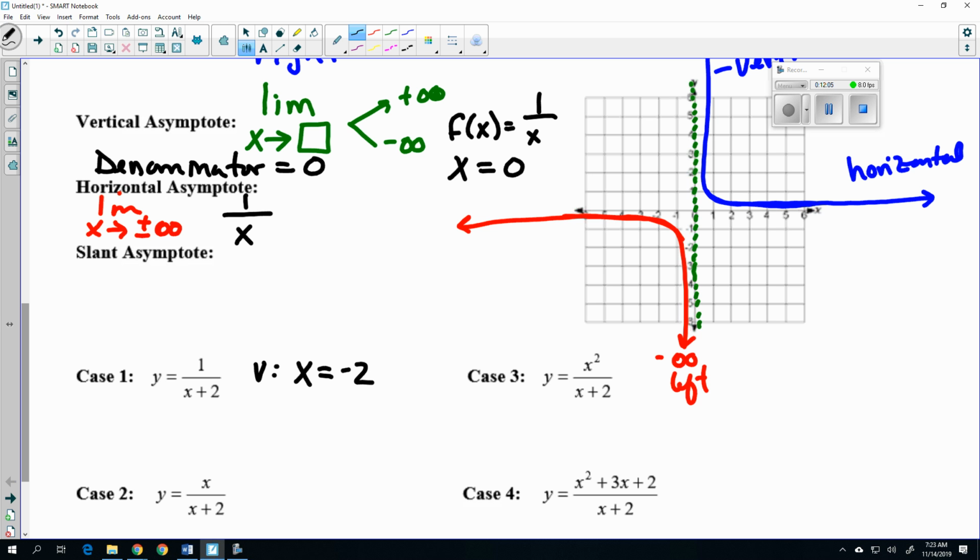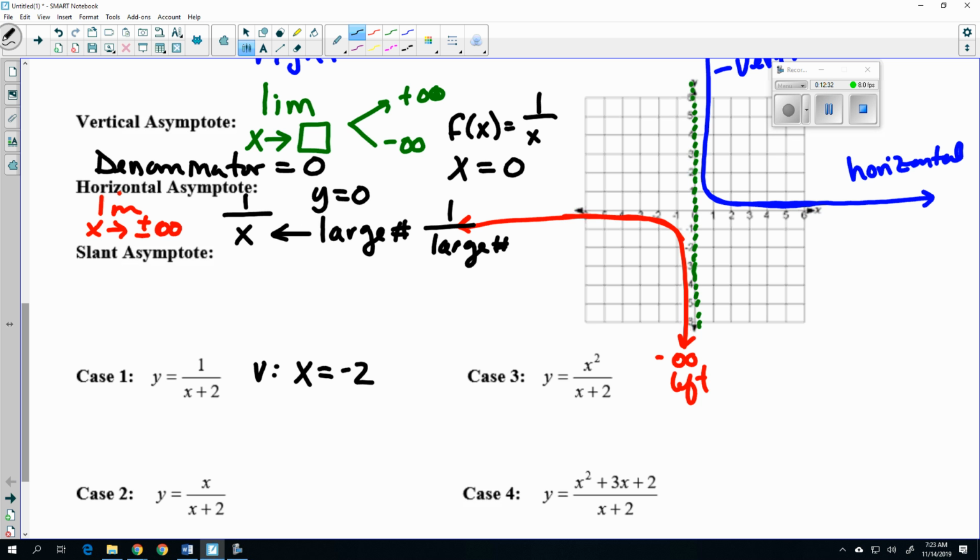Small or large? So in here, put a very large number. What's 1 over a very large number? Let's just think about that. If I take 1 and divide it by a very large number, what does it approach? Approaches 0. So my horizontal asymptote is y equals 0.